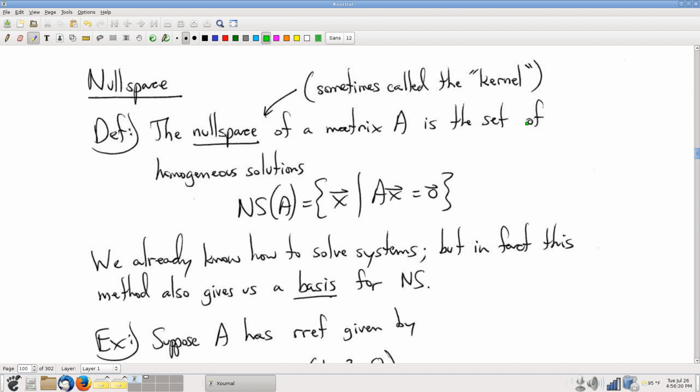All right, so we already know how to find the null space. We already know how to find homogeneous solutions. That is, you row reduce the matrix, solve for your pivot variables in terms of your free variables. Old news from early in chapter 1. What we don't already realize that we know is how to find a basis for the null space. And it turns out that our existing method not only gives us the null space, but it gives us a basis for the null space.